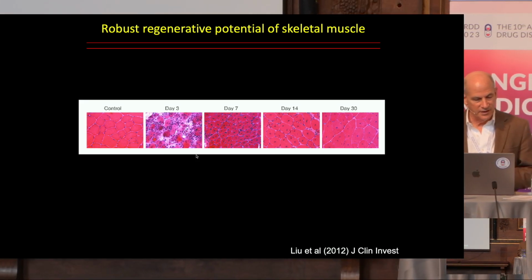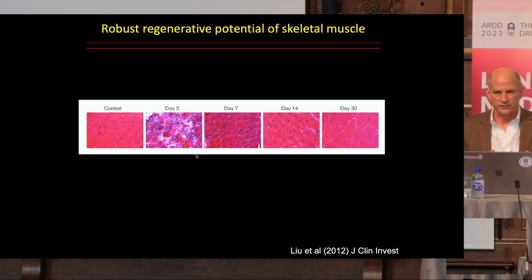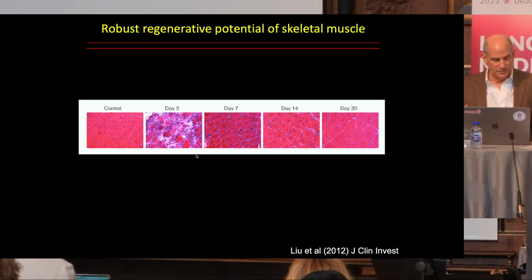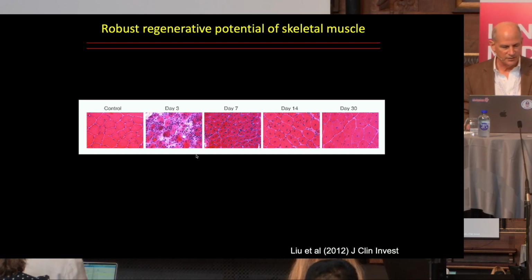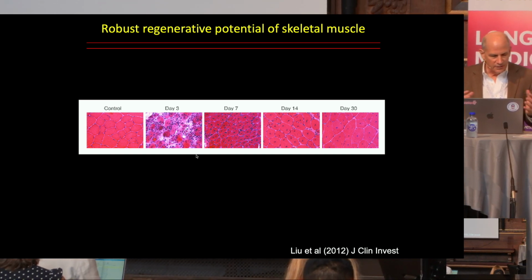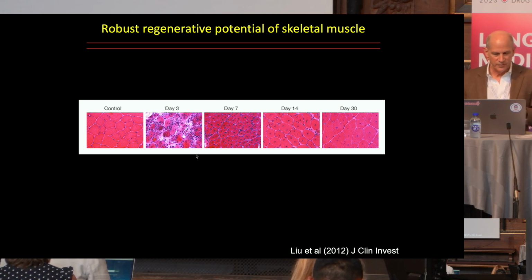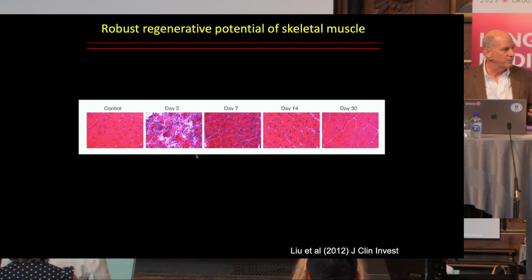This illustrates a time course of repair from an uninjured muscle through day 3 after a necrotic injury. You see a lot of inflammation and early proliferation, which you can't see from the stem cells. And then after day 7, 14, and 30, that tissue repairs, essentially recapitulating development. So you get the same kind of changes that occur during the normal development of muscle.